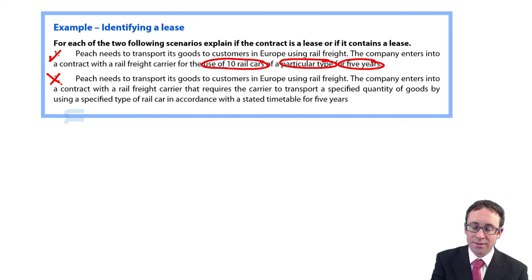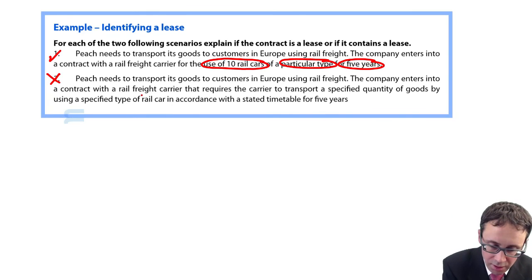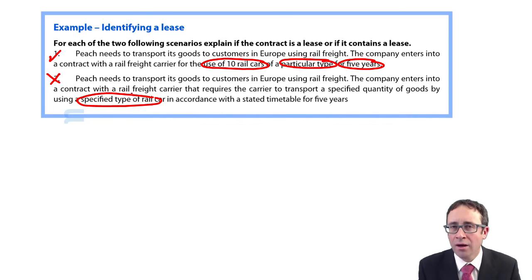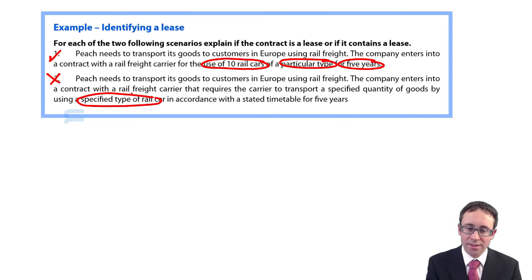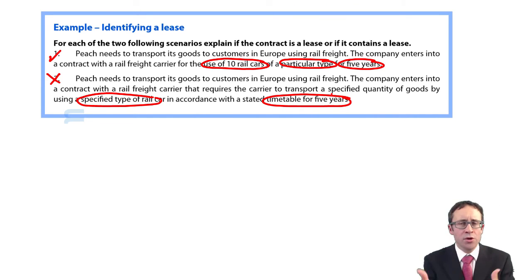However, what it then says is that the contract just requires the carrier to transport a specified quantity of goods using a specified type of rail car. So it could be any car. The supplier decides which to use to transport our goods, in accordance with the stated timetable. Is it there for 5 years? We can only use it based upon what's timetabled for the trains. Previously there was no mention of the timetable, was there? So we could use it however, whenever we wanted.